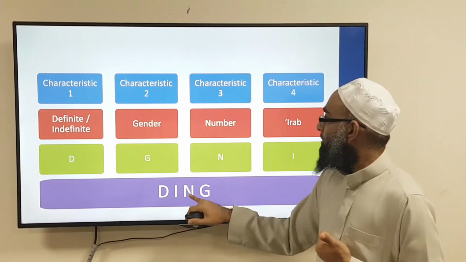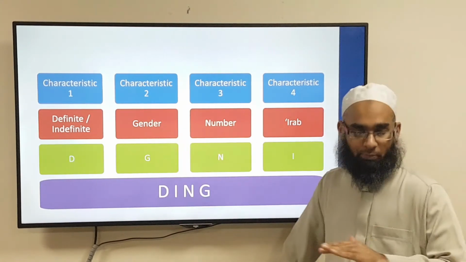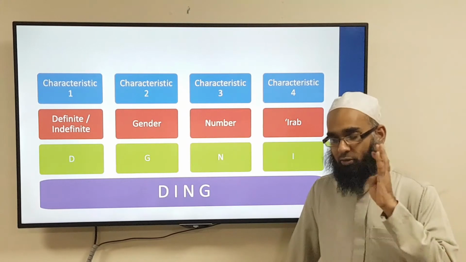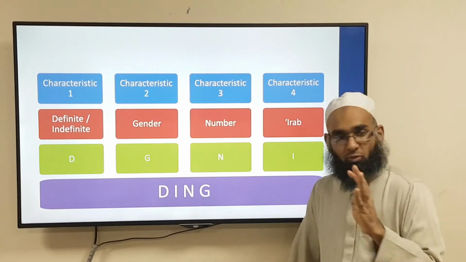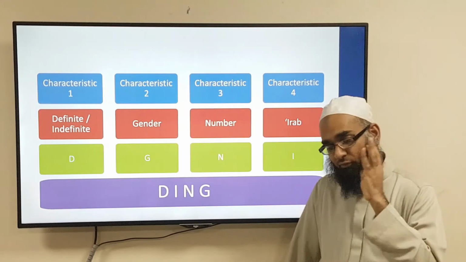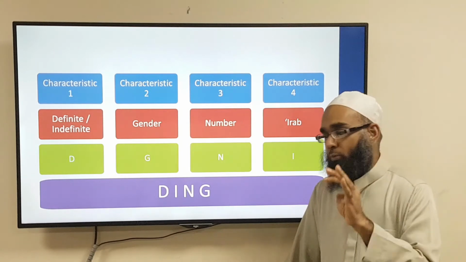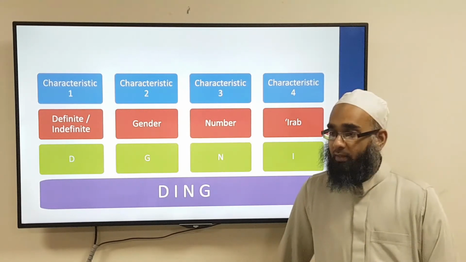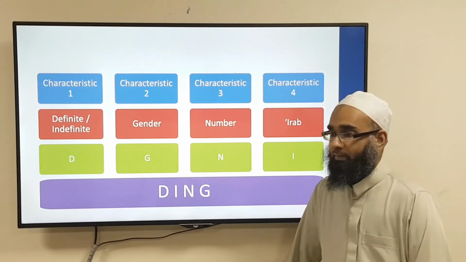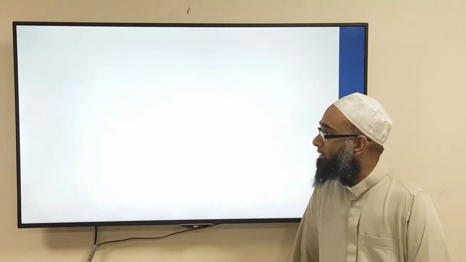Definite, indefinite. I is for I'rab, N is for number, and G is for gender, to help you remember the four characteristics. So whenever you see a noun, you want to analyze it, remember the word ding, that will help you memorize it. These are the four things that we need to remember when we analyze an ism. Got it? Make sense?